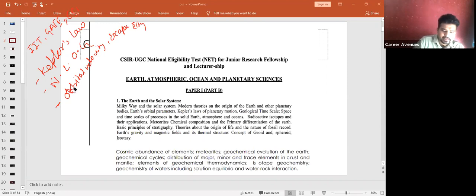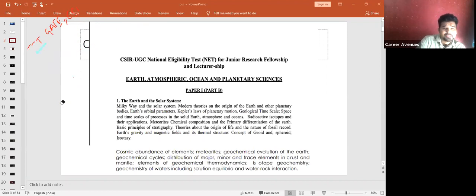So that's it. Now, the most important topics for GATE, NET, and IIT JAM: first is Kepler's law. The theoretical part of Kepler's law is very important. Second is the Milankovitch cycle. Third is the relation with atmosphere. Fourth, the entire solar system is very important. Please mind it. The solar system part is very important.